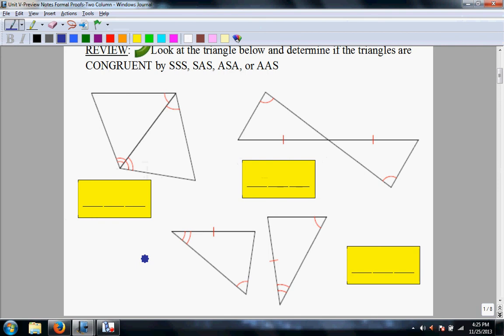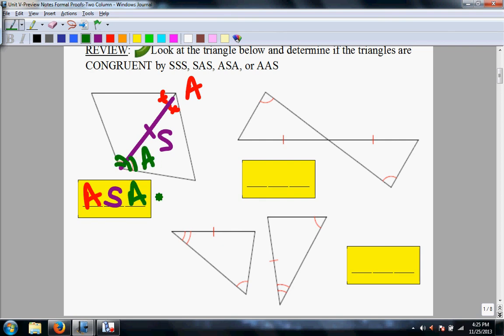Okay, let's see how you did. In this one, we have a pair of angles, and then we had a set of reflexive sides, and then we had another pair of congruent angles. So this is angle, side, angle.